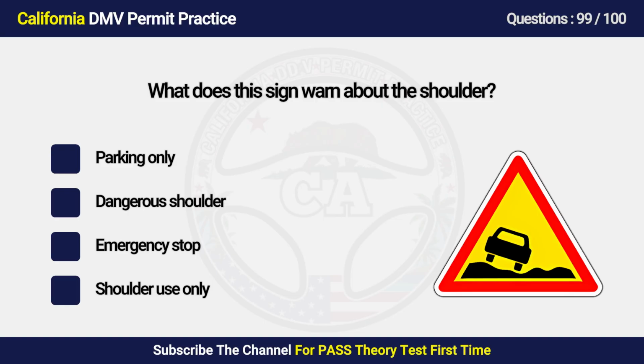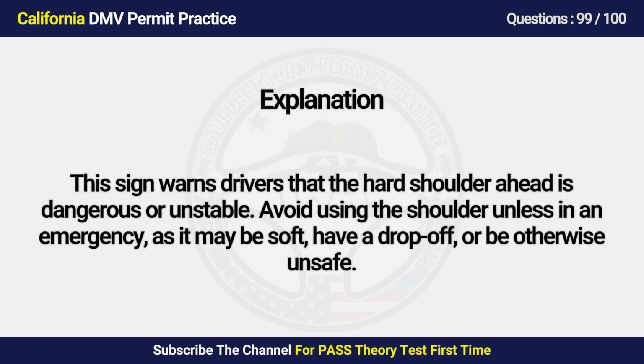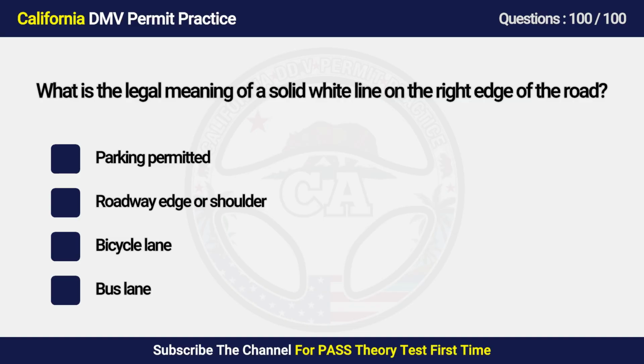A. Parking only. B. Dangerous shoulder. C. Emergency stop. D. Shoulder use only. Answer is B. Dangerous shoulder. This sign warns drivers that the hard shoulder ahead is dangerous or unstable. Avoid using the shoulder unless in an emergency, as it may be soft, have a drop-off, or be otherwise unsafe. Question 100. What is the legal meaning of a solid white line on the right edge of the road?